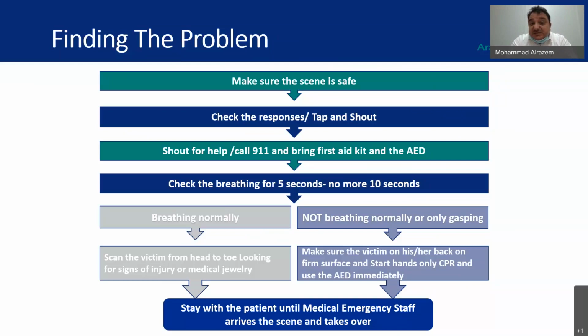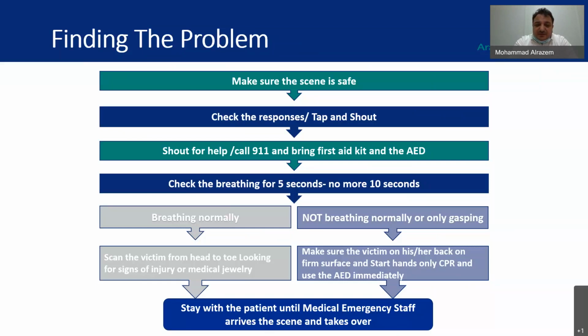But if the patient is not breathing normally or is only gasping, this is the time to start CPR. You see, these skills and steps for finding the problem are easy to say, but they need practice. They need practice. So I really encourage you to take a snapshot of this and remember it. Remember it, finding the problem.